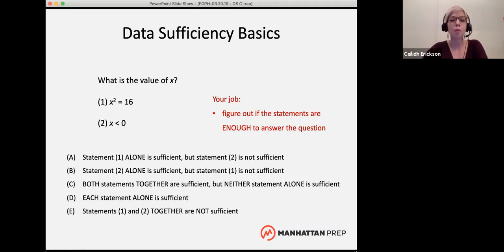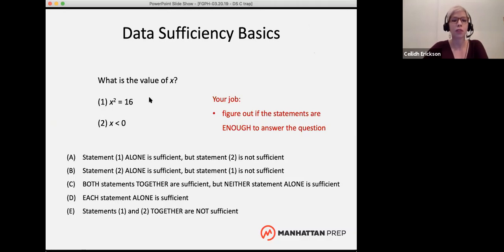All right, so the important thing that we want to do here is we want to think about what the question is really asking and then not fall for the GMAT's traps when we're trying to figure out if we have enough to answer those questions. So we're looking at what is the value of x.